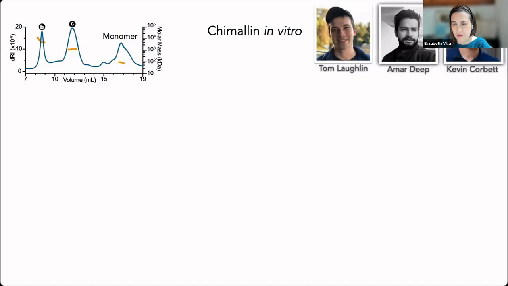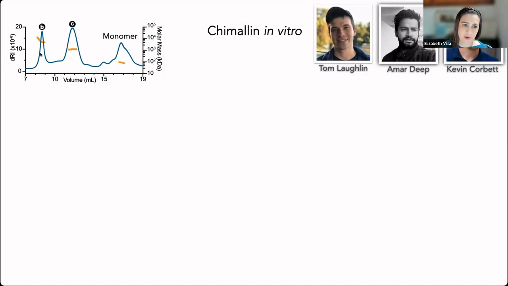So Tom figured out that because of the curvature of this thing, subtomogram averaging wasn't being very simple. And anyway, at some point we thought it would be easier to ask my friend Kevin Corbett, who's a fantastic structural biologist, who convinced his postdoc Amar to see if he could crystallize Chimalin. And so Amar had a very nice size exclusion chromatography data that you can see here on the upper left, and the monomer on the right, it was a clean peak, and he tried and failed to crystallize it.